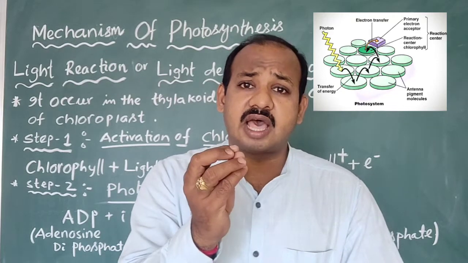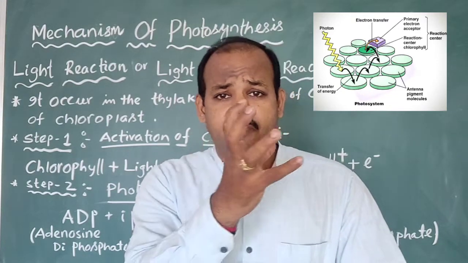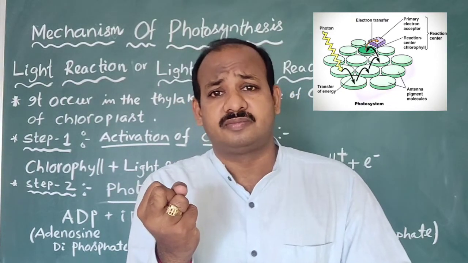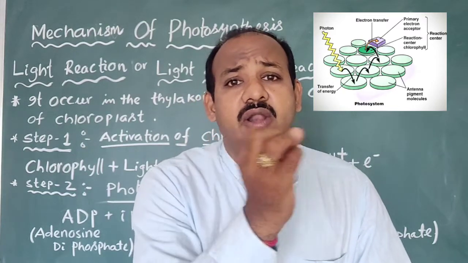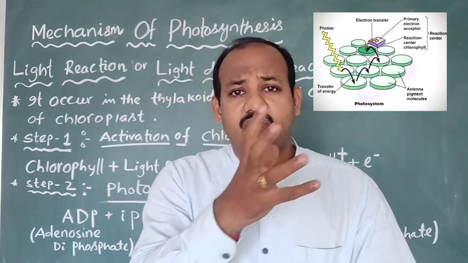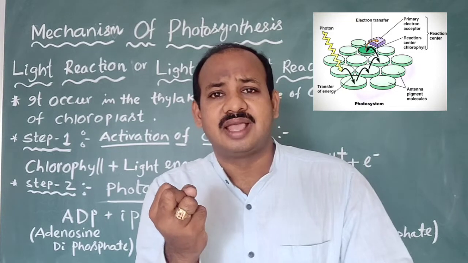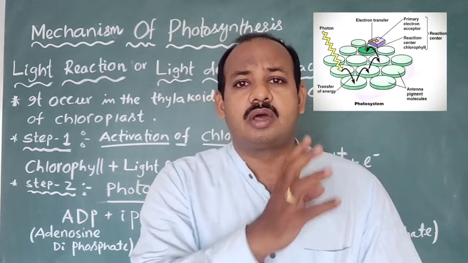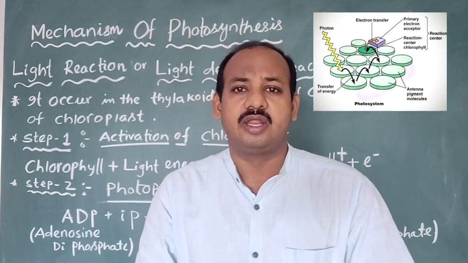Similarly, carotenoids are orange in color because they absorb all colors and they reflect orange color. Xanthophylls absorb all colors and they reflect yellow color. That's why it appears to be yellow in color.